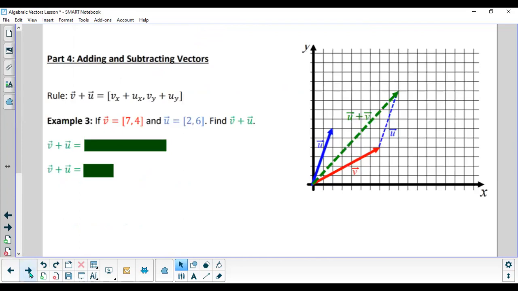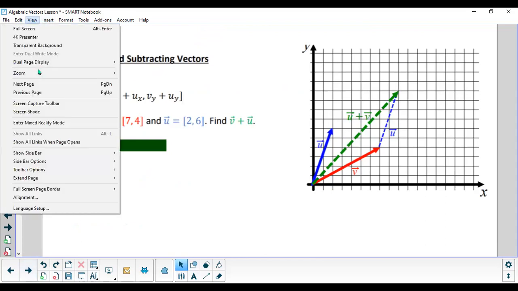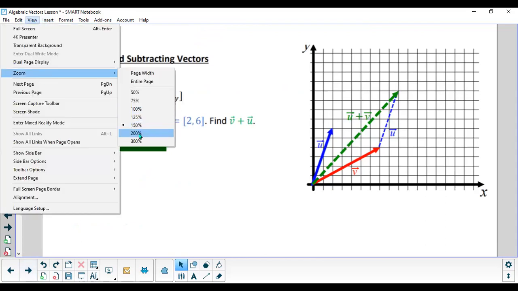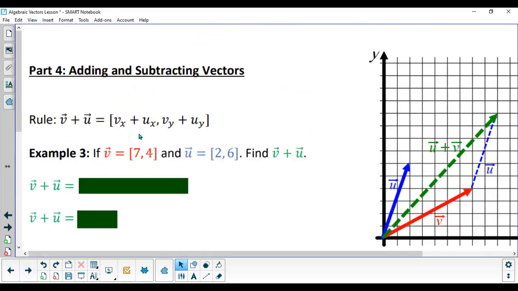Okay. Now, finally, adding and subtracting vectors. I want to give you time to write this down. Can everyone write this down, please? So I have a vector v, [7, 4], enclosed in square brackets because it's in component form. My vector u, so this is not talking about unit vectors. I have 2 different vectors. My vector u is in blue. My vector v is in red.